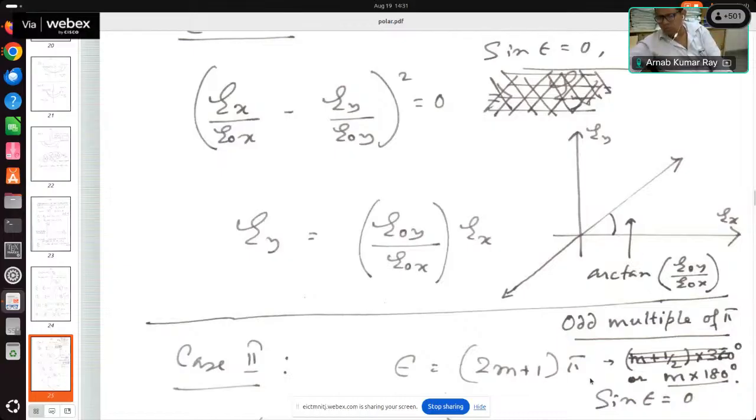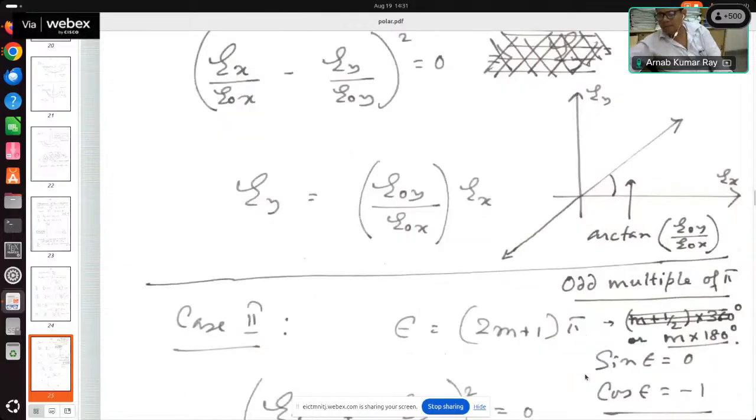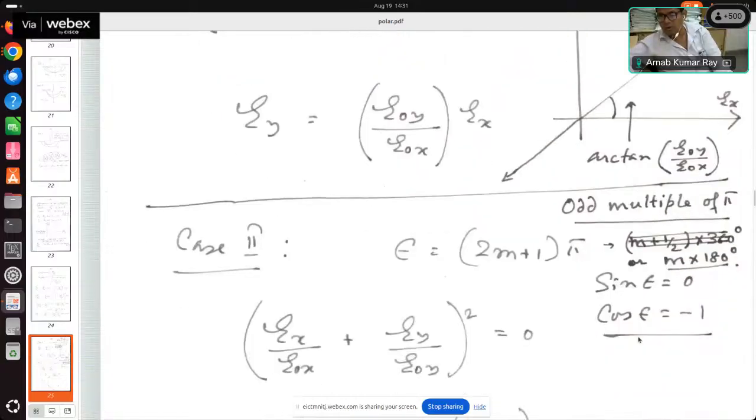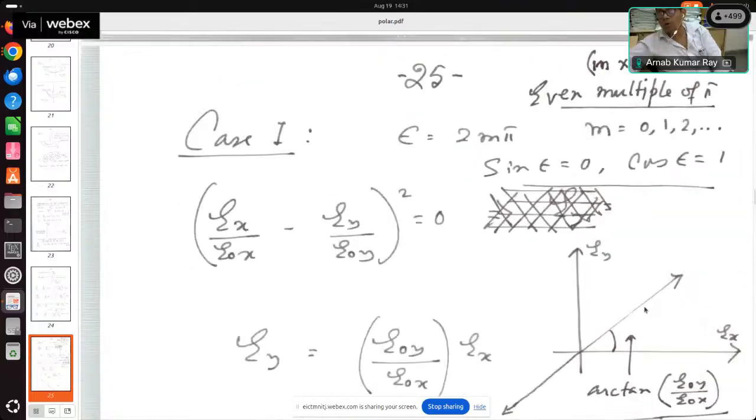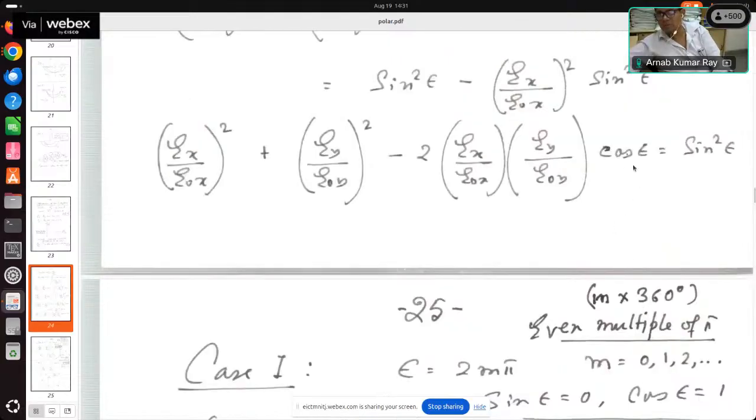So it is 2m plus 1. When you have an odd multiple of pi, sine of epsilon will be equal to 0 and cos of epsilon will be equal to minus 1. I'm sorry, minus 1. Cos of 0 is 1, cos of pi is minus 1. Similarly, cos of 2 pi is 1, cos of 3 pi is minus 1. Like that, an odd multiple of pi. As soon as you have an odd multiple of pi, let us go back to our equation here. Sine will be 0 on the right hand side. Cosine will be minus 1. So there's a minus here and there's a minus here. The two minuses will make it a plus.